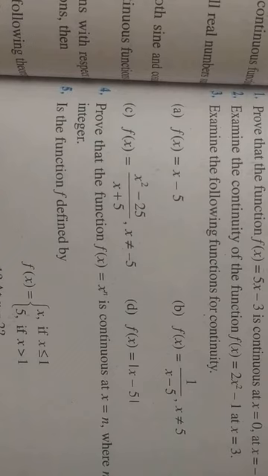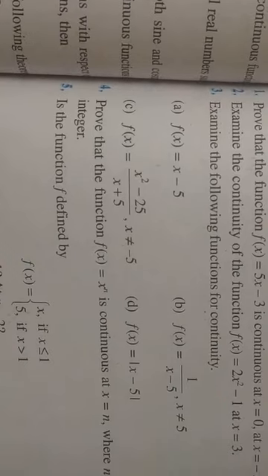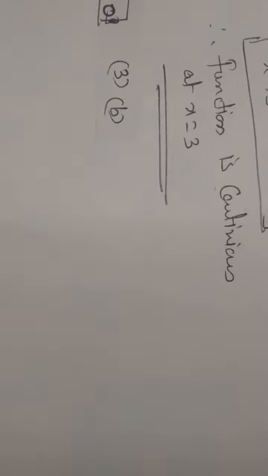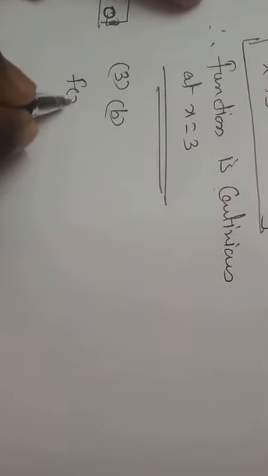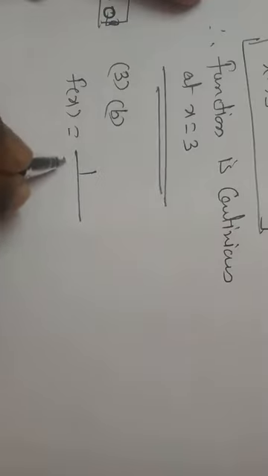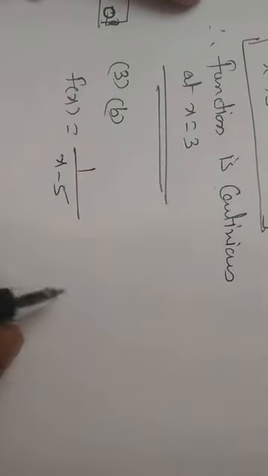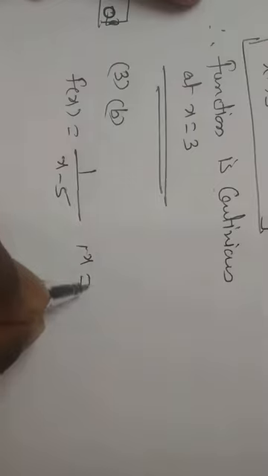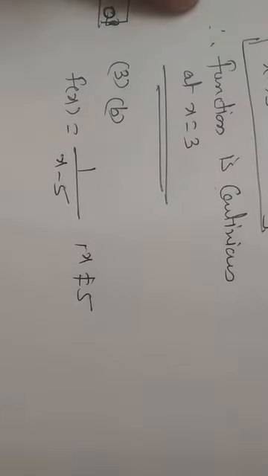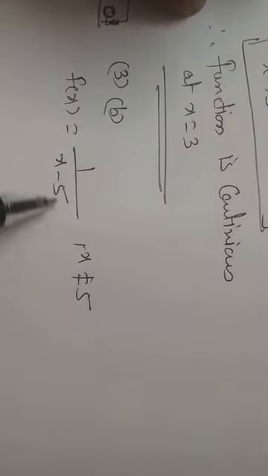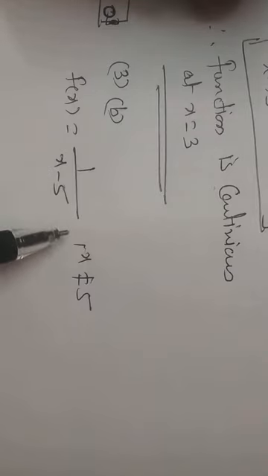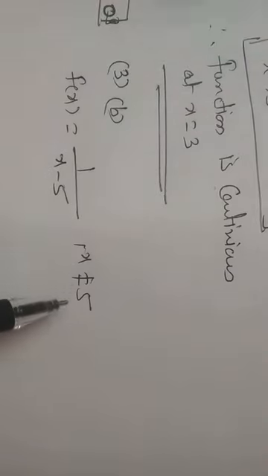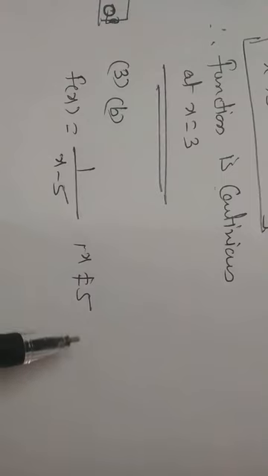And f of x equals modulus of x minus 5. From that of all four, we will take b, that f of x equals 1 upon x minus 5, where x is not equal to 5. It is given that, because clearly when we put x equals 5, it becomes 5 minus 5, which is 0. 1 by 0 is infinity. Infinity means what? It will break. Continuity is breaking. But here we are given that x is not equal to 5.